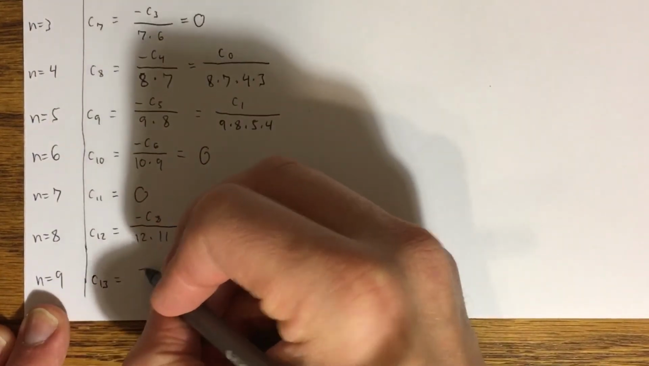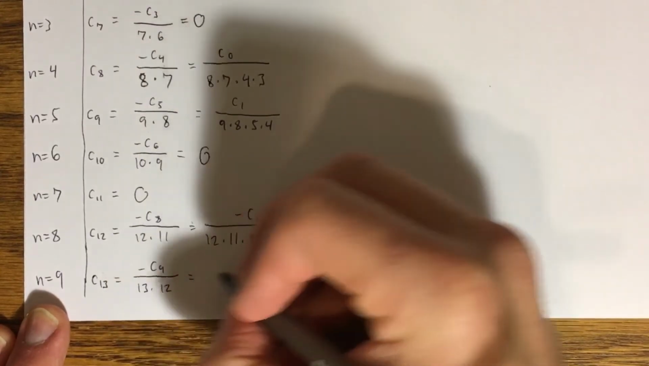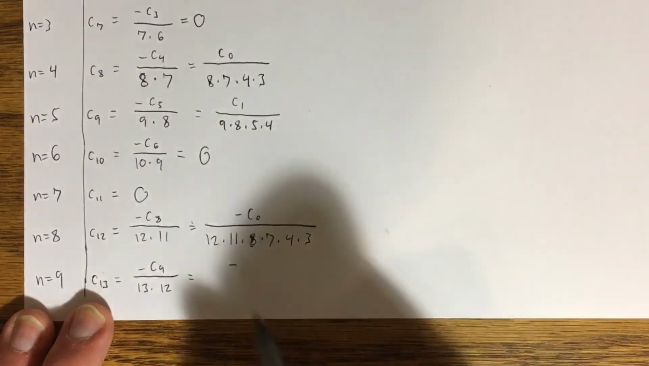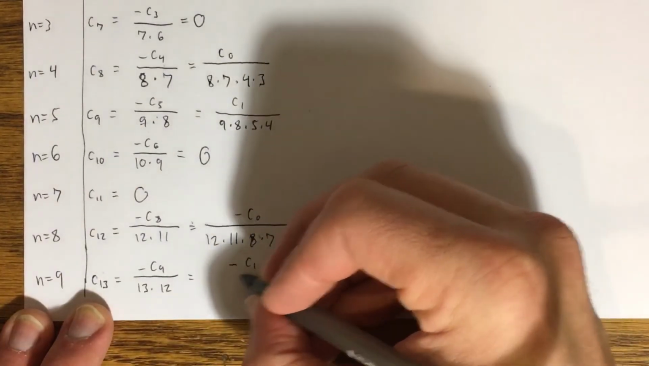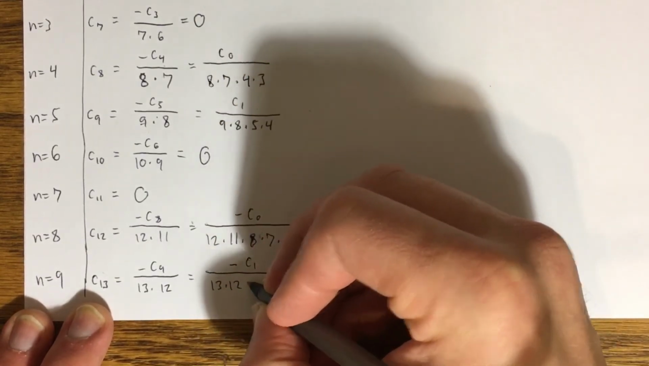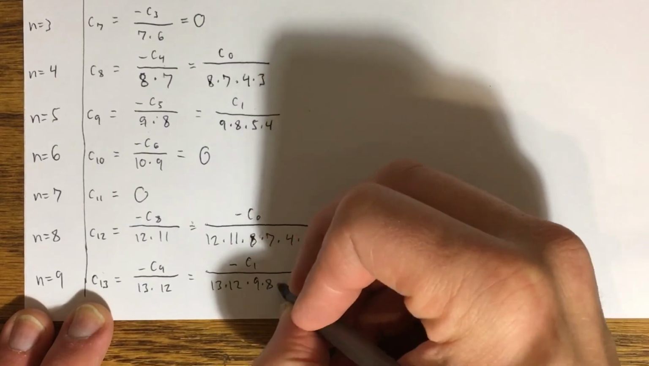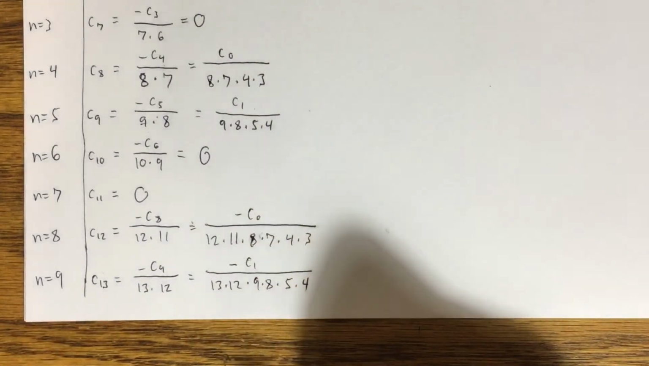C13 is going to be negative C9 over 13 times 12, which equals negative, so finding C9, that's up here, that was equal to C1, over 13 times 12 times 9 times 8 times 5 times 4.